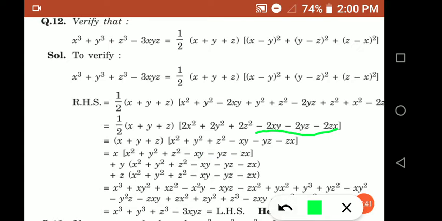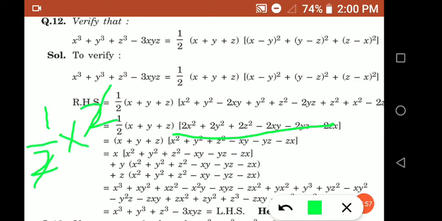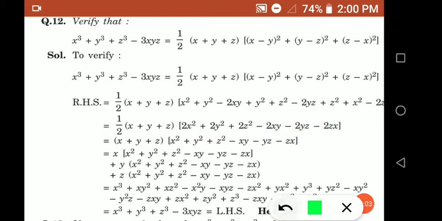So throughout this whole bracket we can take 2 common, and that 2 will be cancelled with the half. Got it? We will take 2 common from it, so it becomes 1 by 2 into 2, and 2 and 2 will get cancelled, and hence we are left with (x plus y plus z) into (x square plus y square plus z square minus xy minus yz minus zx).